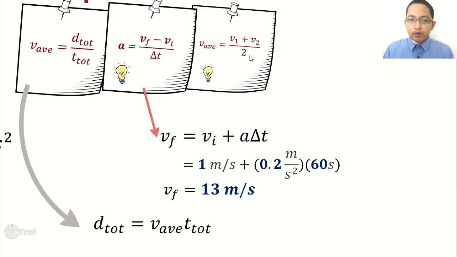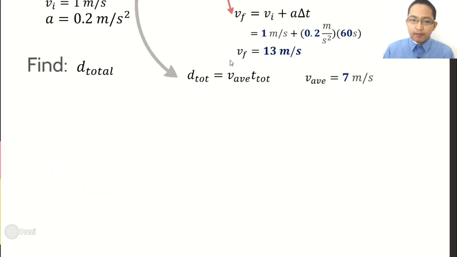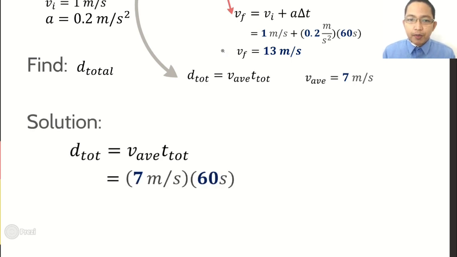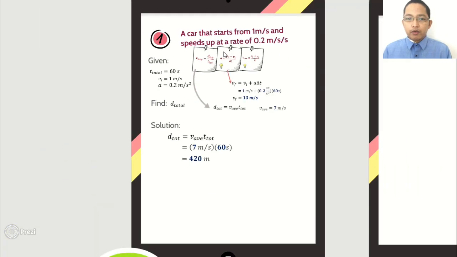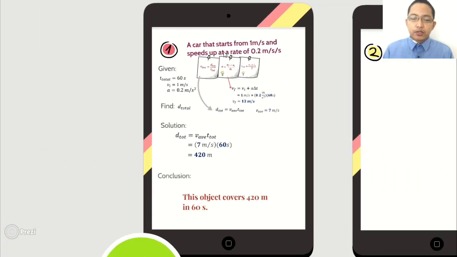So if the initial is 1, the final is 13, the total is 14, divided by 2, that's 7. So the average speed is 7 meters per second. And oh, look at that, the end of the tunnel. Let's plug in the variables with their values. That gives us 420 meters. Let's conclude the solution. This car covers 420 meters in 60 seconds.